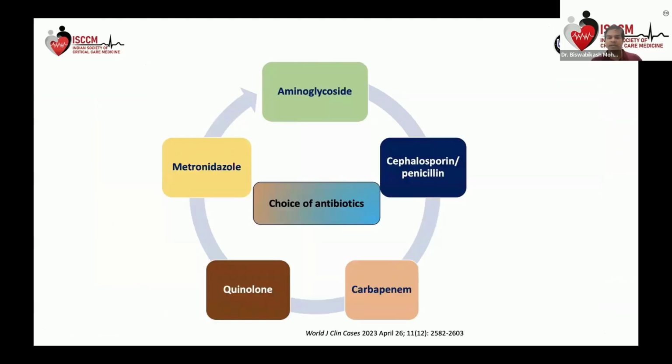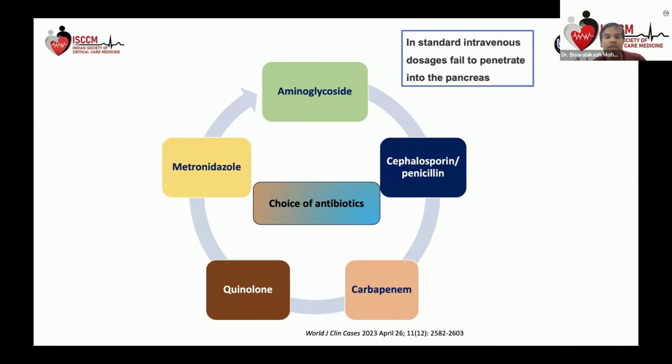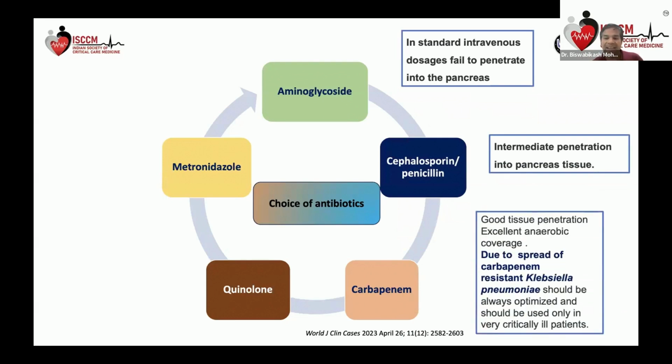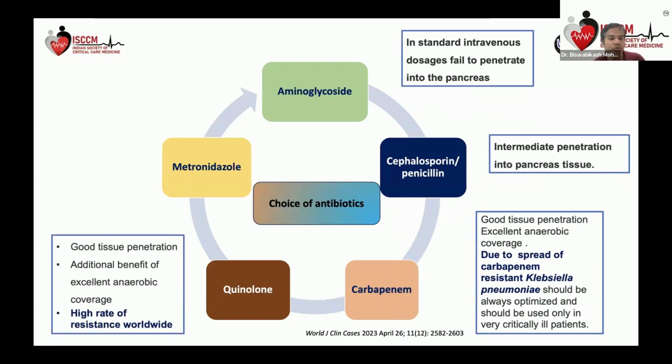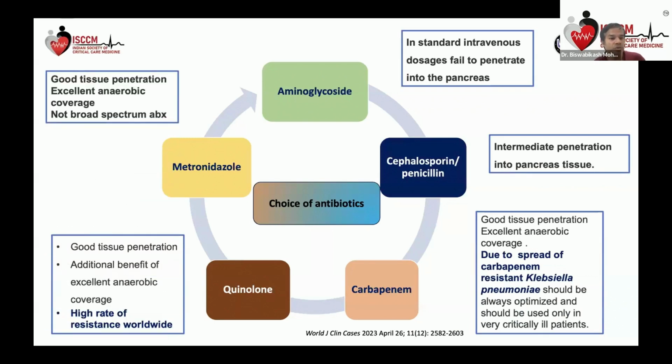Now, coming to the choice of antibiotic. You can see these are the 5 types of antibiotics commonly used in the intensive care unit. Aminoglycoside, in standard intravenous dose, fails to penetrate the pancreas. Cephalosporin and piperacillin-tazobactam, penicillin, have intermediate penetration into pancreatic tissue. Carbapenem has very good tissue penetration and excellent anaerobic coverage, especially in necrotic pancreatitis, but due to spread of carbapenem-resistant Klebsiella pneumoniae, its use should be optimized and reserved for very critically ill patients. Quinolone, though it has good penetration and anaerobic coverage, is not a good choice due to high rates of resistance worldwide. Metronidazole has good tissue penetration and excellent anaerobic coverage, but it is not a broad-spectrum antibiotic, so we cannot start it alone.